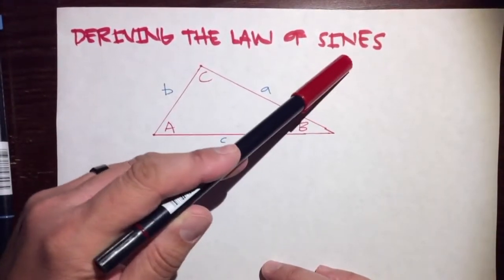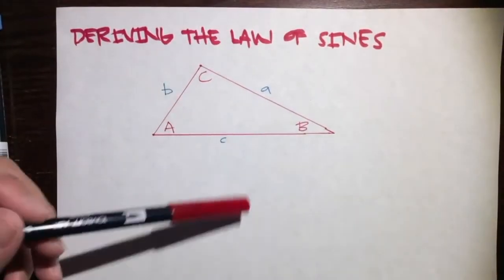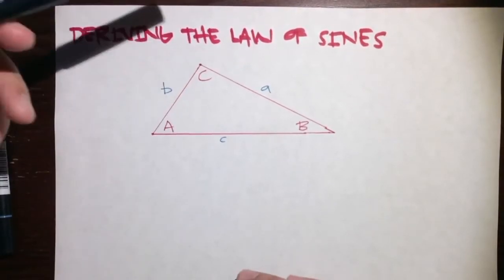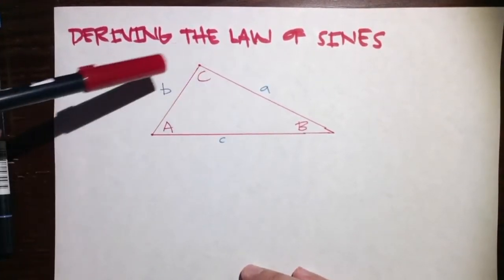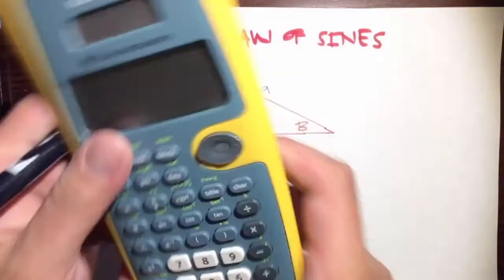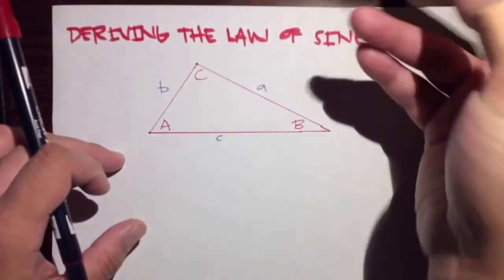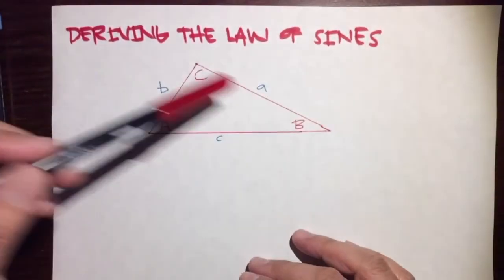Now, this isn't regular sine where it's opposite over hypotenuse. It's the law of sines. The law of sines helps us find angles and sides for a triangle that isn't a right triangle. Remember, regular sine in our calculator only works when it's a right triangle. But the law of sines works when it's not a right triangle.